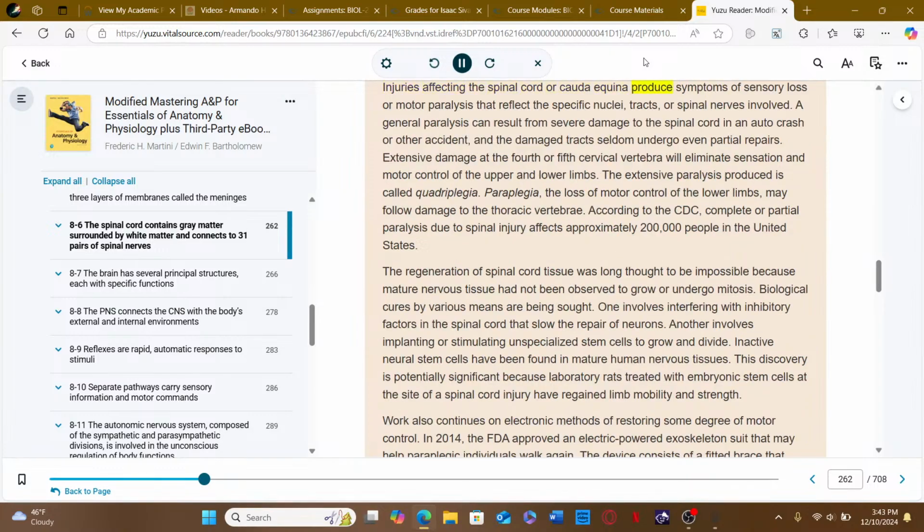Injuries affecting the spinal cord or cauda equina produce symptoms of sensory loss or motor paralysis that reflect the specific nuclei, tracts, or spinal nerves involved. General paralysis can result from severe damage to the spinal cord in an auto crash or other accident, and the damaged tracts seldom undergo even partial repairs.